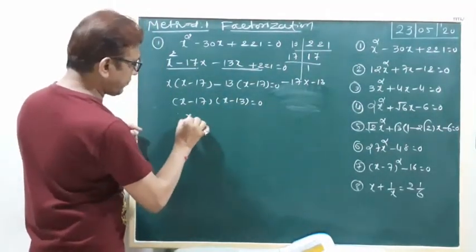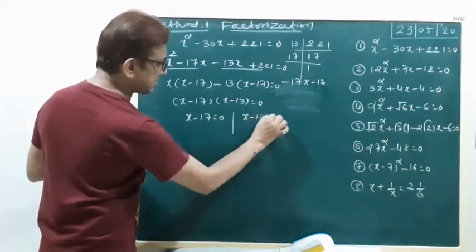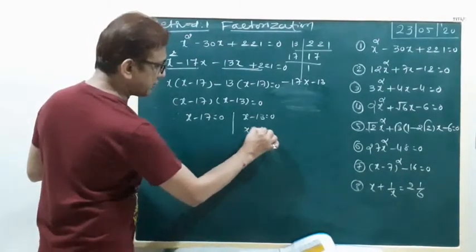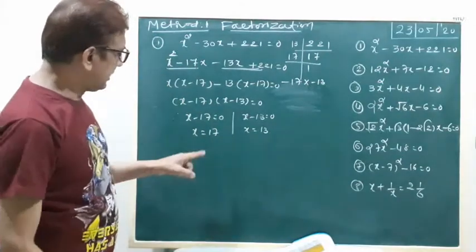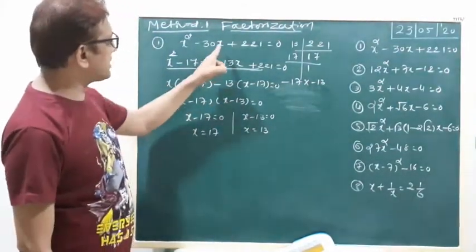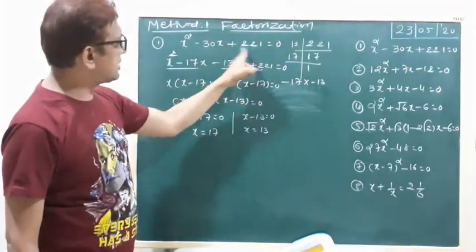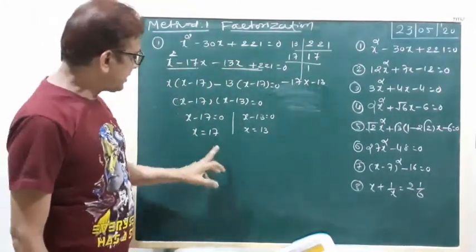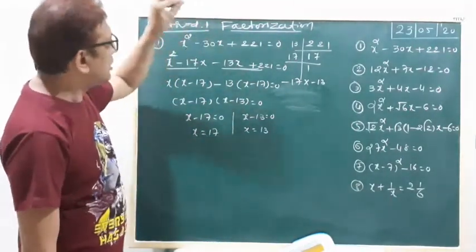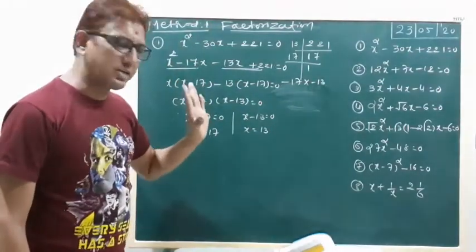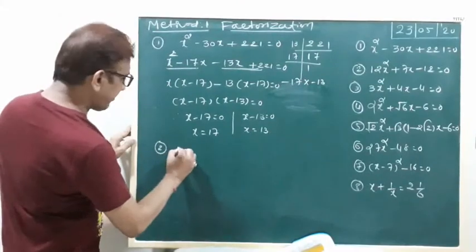Therefore x minus 17 equal to 0 and x minus 13 equal to 0. So x equal to 13 and x equal to 17. Clear? Here x equal to 17, put in this equation, the left side answer is 0. x equal to 13, put in this equation, the left side answer is 0. That means x equal to 17 and 13 are the solutions, the roots of this quadratic equation. Clear? Now second question. Okay?